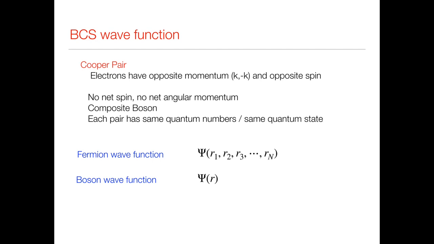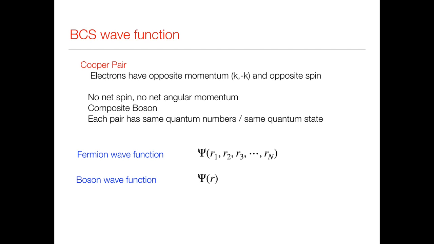Okay, so to summarize some things about the Cooper pair. The two electrons in the Cooper pair have opposite momentum. So in their ground state, they're at rest. They have no net momentum. And they are of opposite spin. So we have an up spin coupled with a down spin electron. This means that the Cooper pair has no net spin and no net angular momentum.